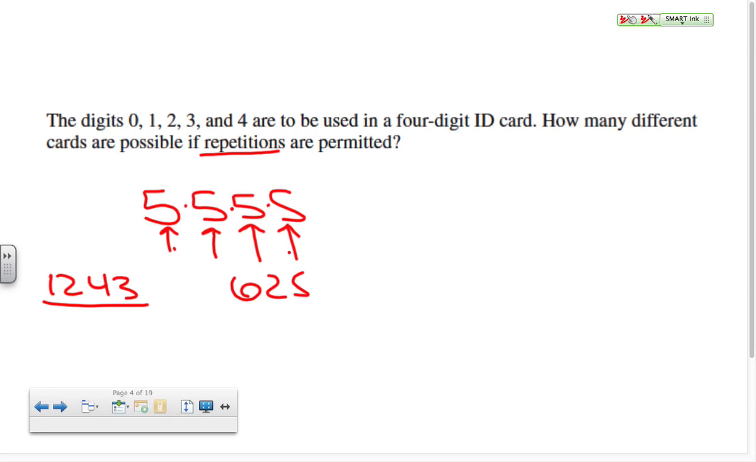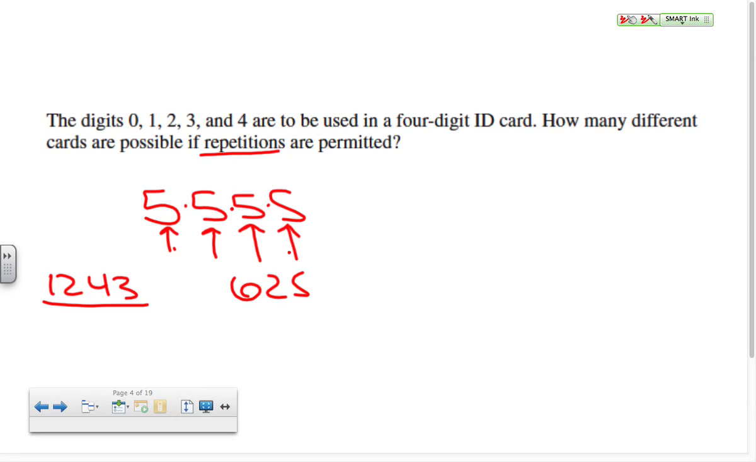Does that make sense? The number can be 0 or 1 or 2. Oh, I didn't see the 0. I thought it was just 1 to 4. Okay, does that make sense now?